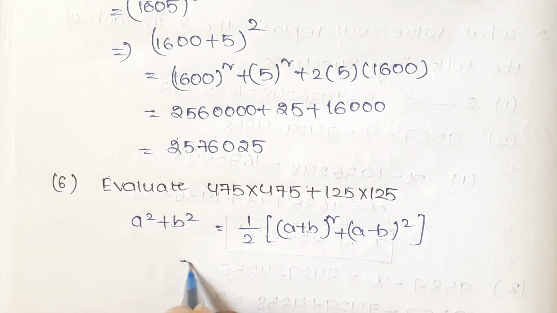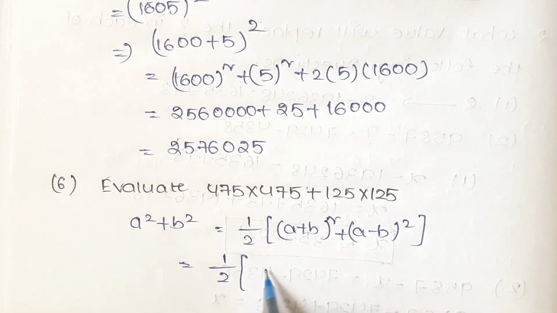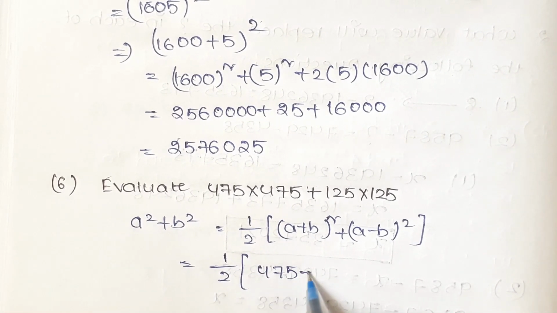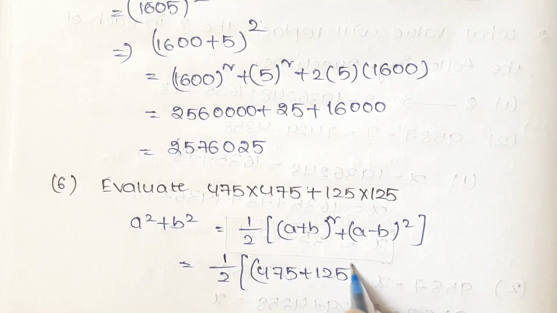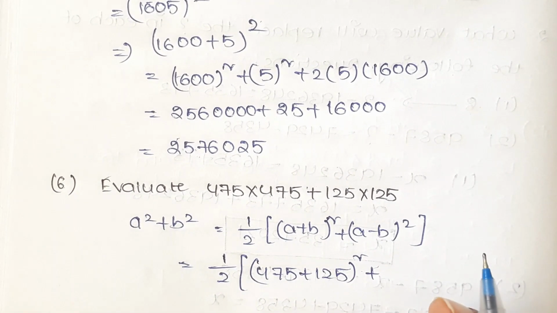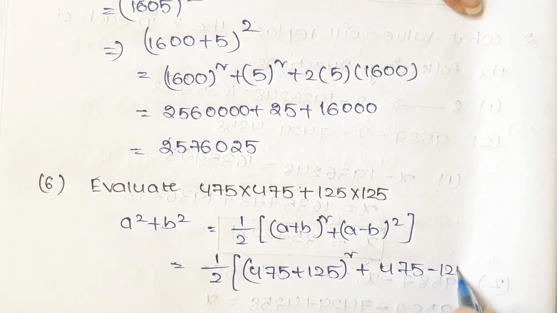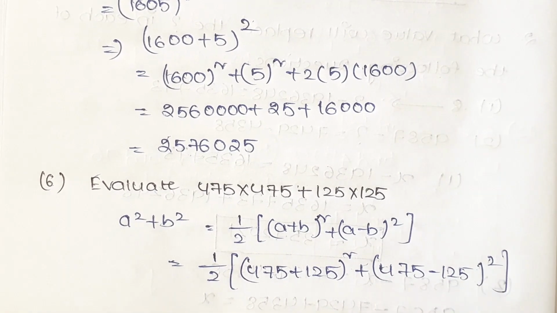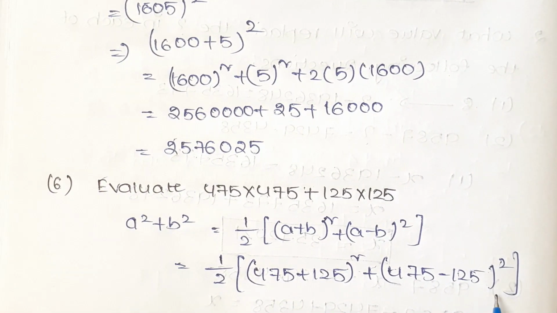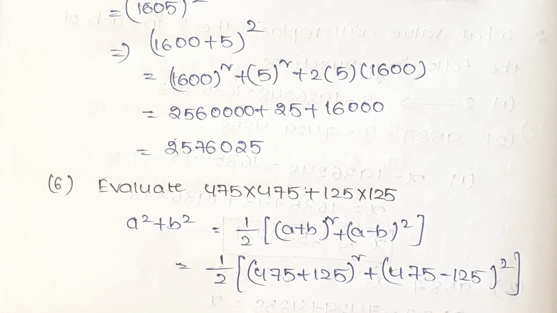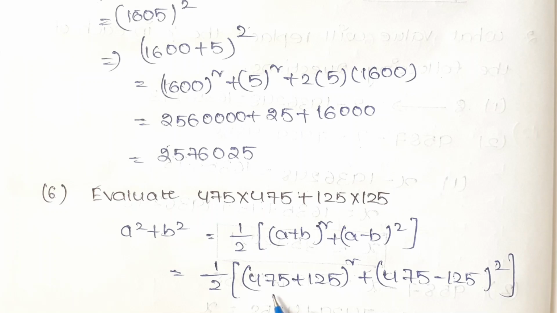Now we can substitute here, that is 1 by 2 into 475 plus 125 whole square plus 475 minus 125 whole square. It is A plus B whole square and A minus B whole square. Now we should solve this. Here 475 plus 125 is nothing but 600, and 475 minus 125 is nothing but 350. And now here 600 whole square and 350 whole square.